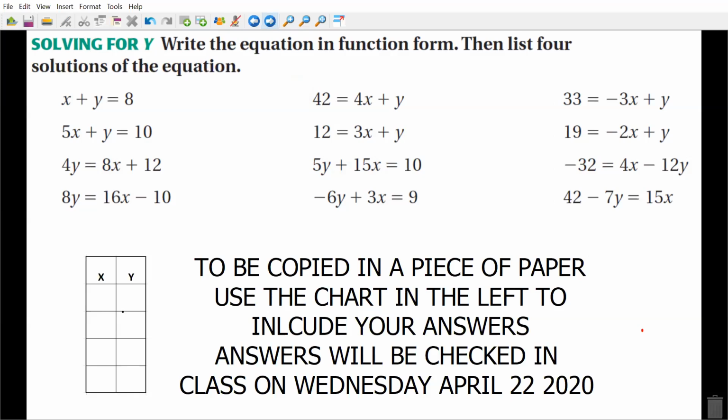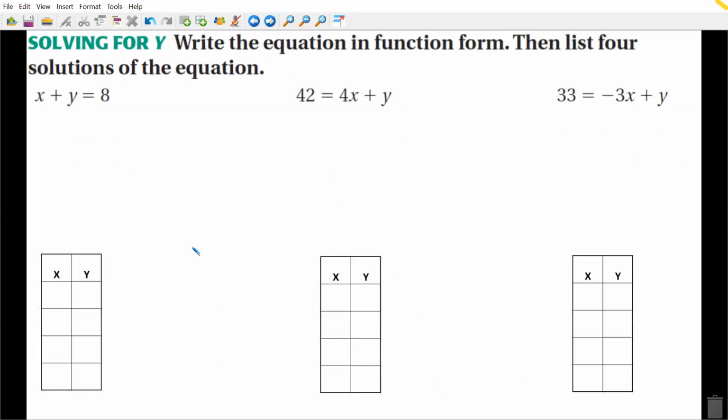Now, write the equation in function form, then list 4 solutions of the equation. Guys, at this moment, I have 36 students, okay? I am going to start calling you out in order for you to give us some values that you replaced in these equations, okay? So we can complete this chart. I hope everyone is ready. And let's begin.